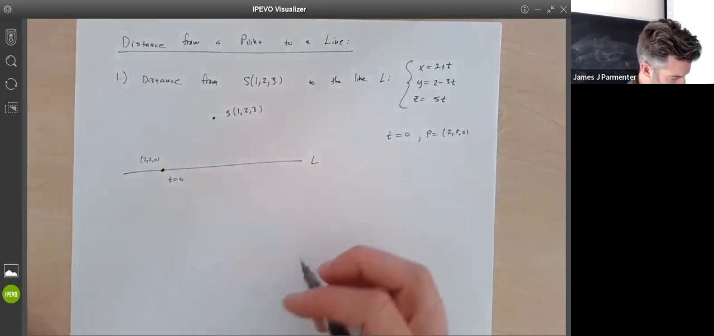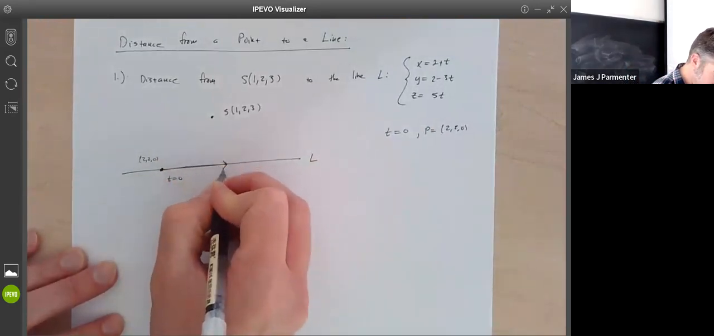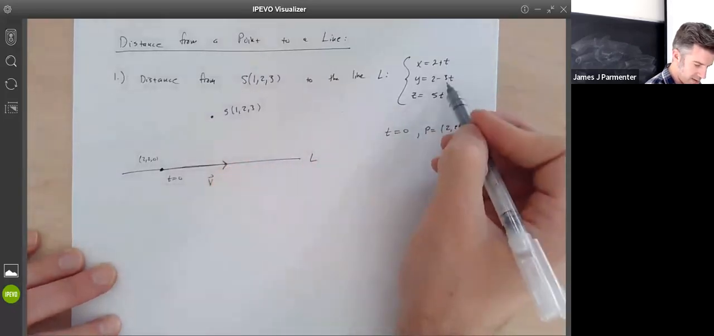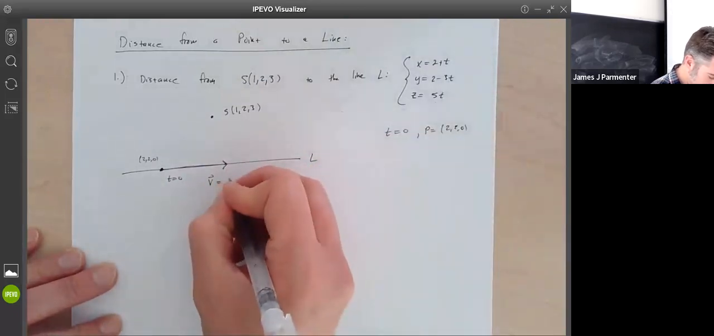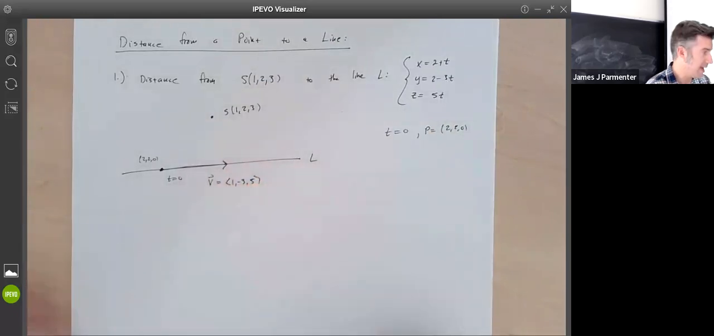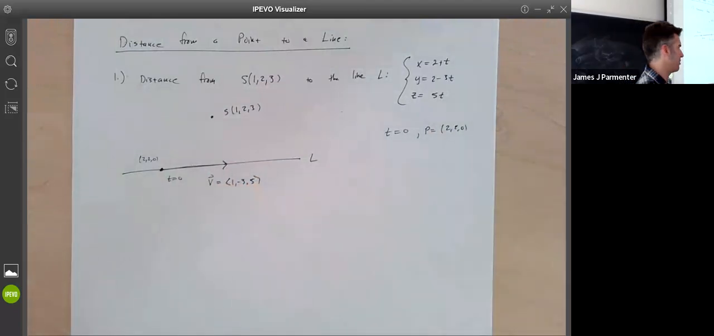And then we know that this line goes in the direction of the vector (1, -3, 1). Oh, sorry, (1, -3, 5), apologies. That is the vector in the direction of the line. Maybe it's actually pointing the other way. It's whatever.